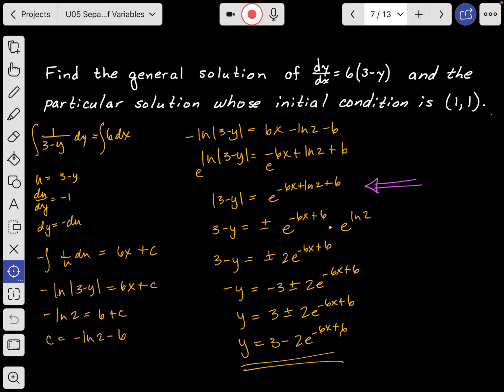Oh, what happened to... Oh, what I did here, I didn't show my step, but I plugged in my initial condition, (1, 1). And so 3 minus 1 is 2. 6 times 1 is just 6.